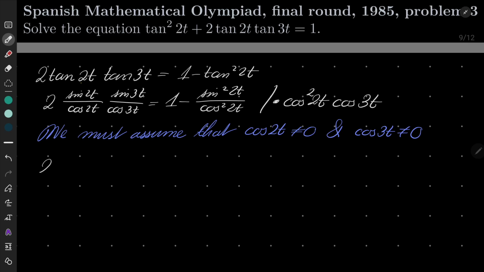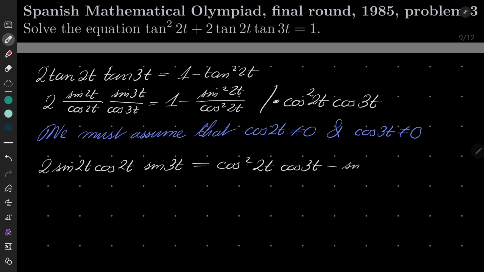After that, we will have 2 times sine of 2t cosine of 2t, sine of 3t equals cosine squared of 2t cosine of 3t minus sine squared of 2t cosine of 3t. Very well. And now, let's look.